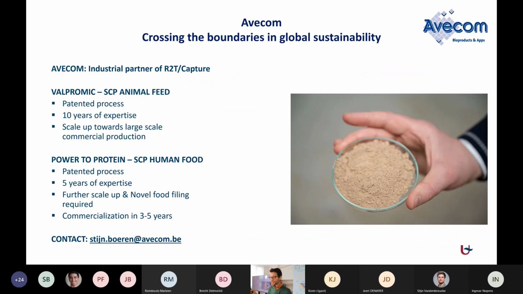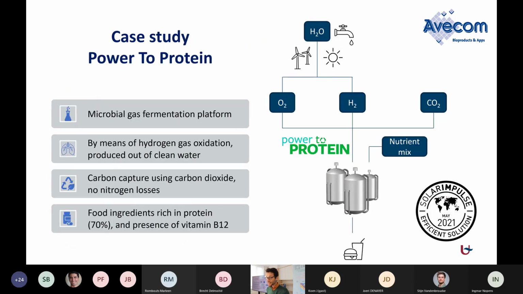And Avecom has, among others, two very interesting routes to go to microbial protein. One starts from wastewater, which is Valpromic, and the other one, power to protein, starts from CO2 and hydrogen. And we'll just zoom a little bit into this hydrogen and CO2 story, which is called power to protein. So this is a microbial gas fermentation platform, and you can see how this fits. We use, of course, renewable power first to split the water and then produce the protein.